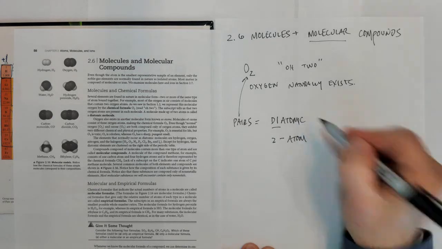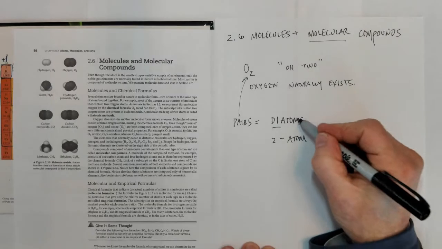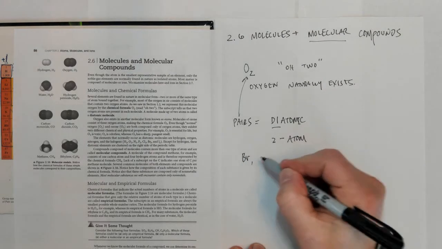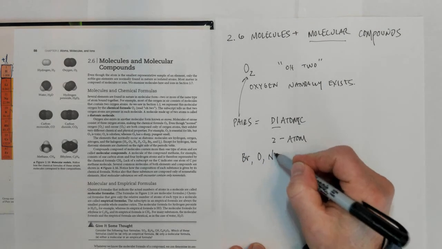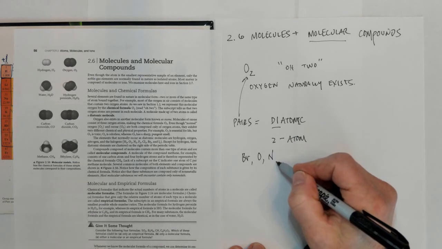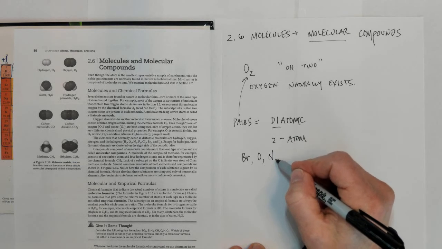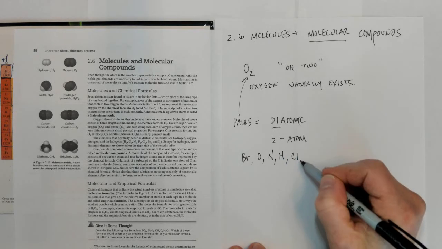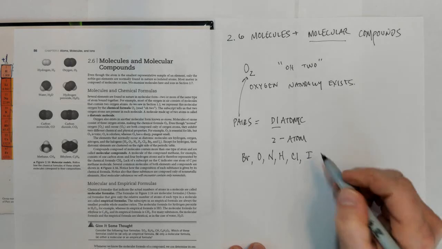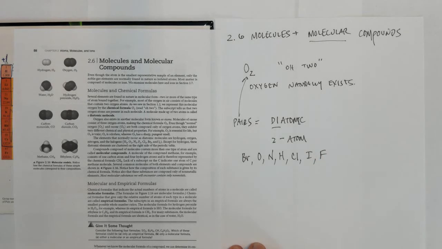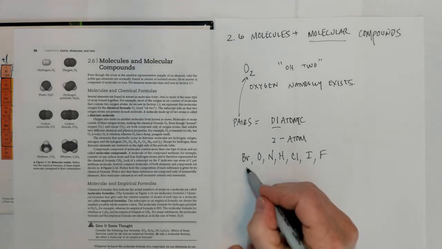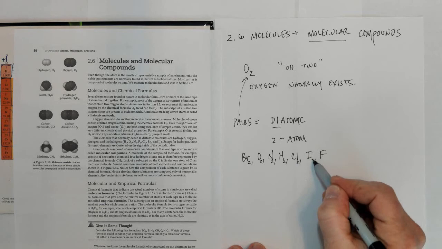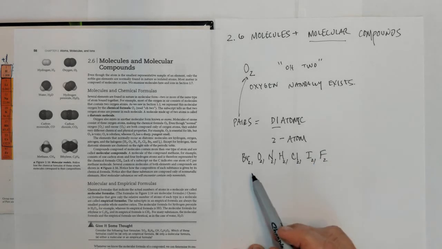And the diatomic elements, there's an I right here, are bromine, oxygen, nitrogen, hydrogen, chlorine, iodine, and fluorine. These all exist as pairs, O2, N2, H2, Cl2, I2, F2, when they're alone.